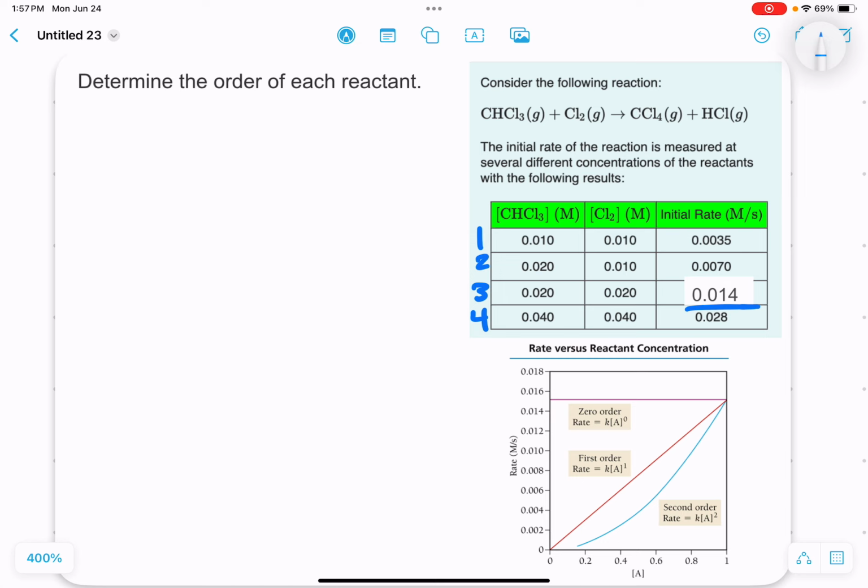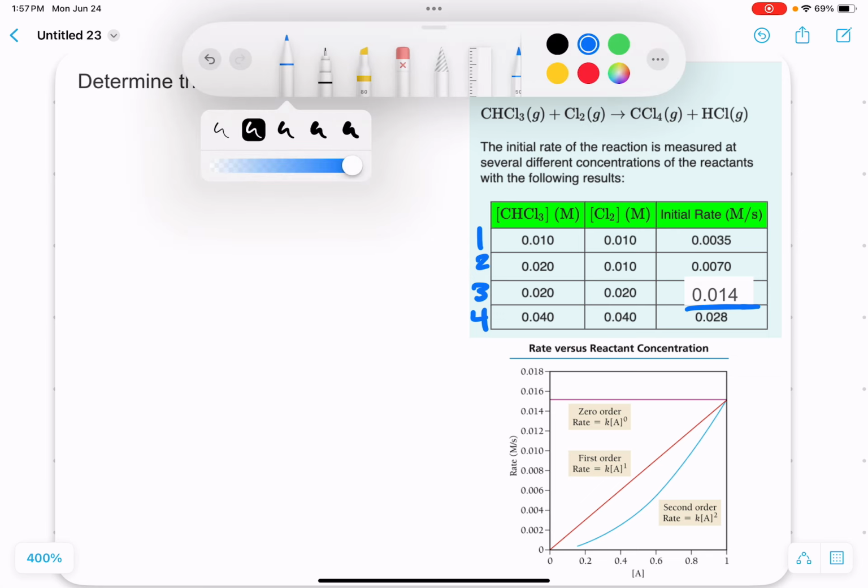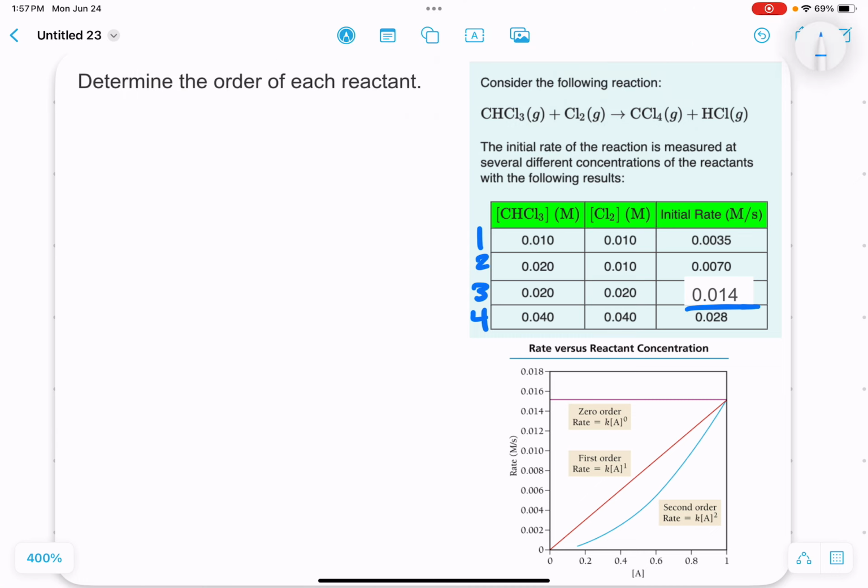Okay, so when we look at this, we want to infer from this data what the order of each reactant is. In order to do that, we have to pick two trials where one of the concentrations doesn't change and the other one does, and then see how the rate changes based on the change in concentration. So let's start with determining the order of CHCl3. We want the Cl2 to be held constant, and we want CHCl3 to change and see how the rate changes.